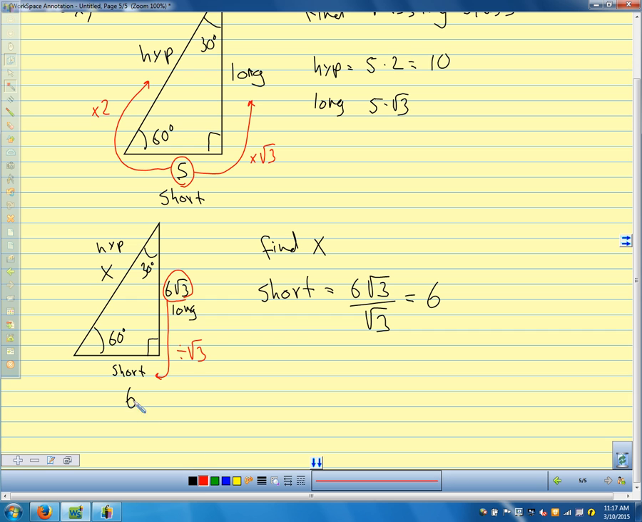Now we can do this to go from the short to the hypotenuse. Multiply by 2. So x equals 12. So we had to divide by square root of 3 and then multiply by 2. The short side is the key on a 30, 60, 90. All right, we good?